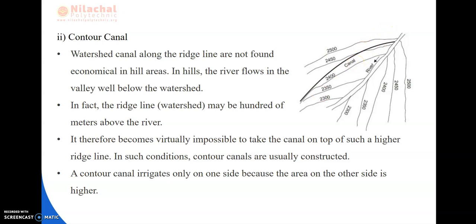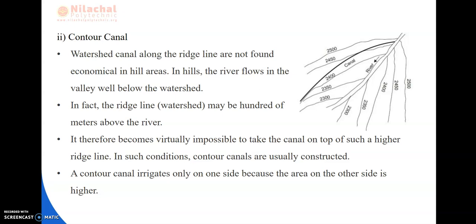Watersheds along the ridge line are not found economically in the hilly areas. In hills, the river flows in the valley well below the watershed. In fact, the ridge line watershed may be hundreds of meters above the river. It therefore becomes virtually impossible to take the canal on the top of such a higher ridge line. In such conditions, contour canals are usually constructed. A contour canal irrigates only on one side because the area on the other side is higher.